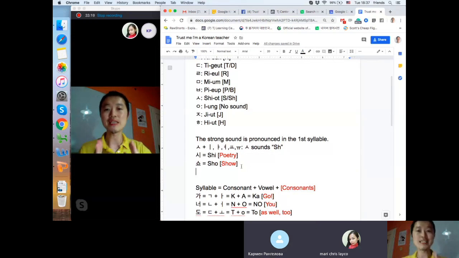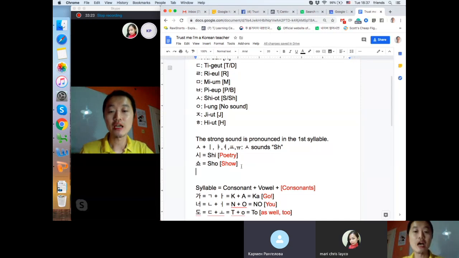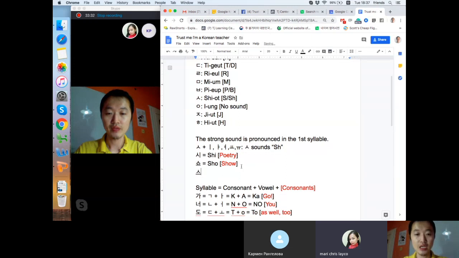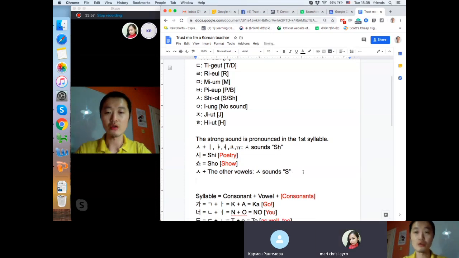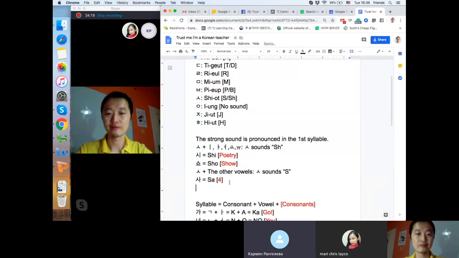So when shield is with e sound, it is sh sound. In the other cases, it is always s sound. And shield plus the other vowel, in that case, shield sounds s. So that's why this one is s and a, it is sa, sa. That's number 4. Sa is number 4.